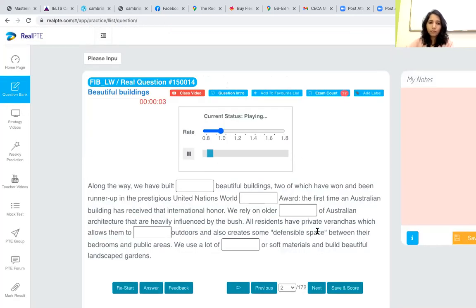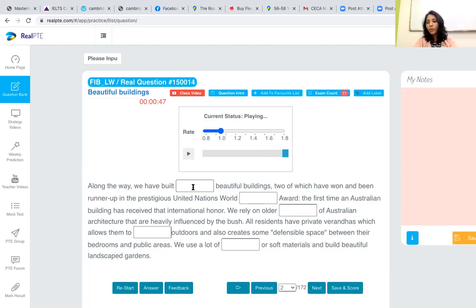Beautiful buildings. Along the way, we have built unashamedly beautiful buildings, 2 of which have won and been runner-up in the prestigious United Nations World Habitat Award, the first time an Australian building has received that international honor. We rely on older concepts of Australian architecture that are heavily influenced by the bush. All residents have private verandas, which allows them to socialize outdoors and also creates some defensible space between their bedrooms and public areas. We use a lot of natural or soft materials and build beautiful landscaped gardens.